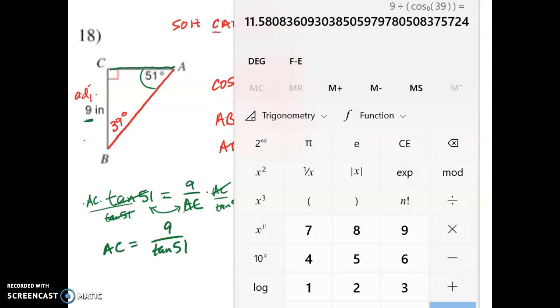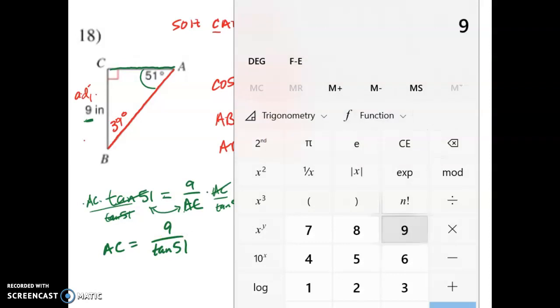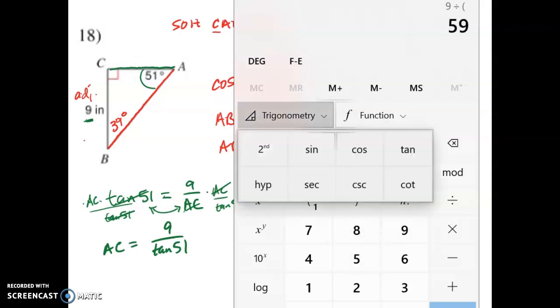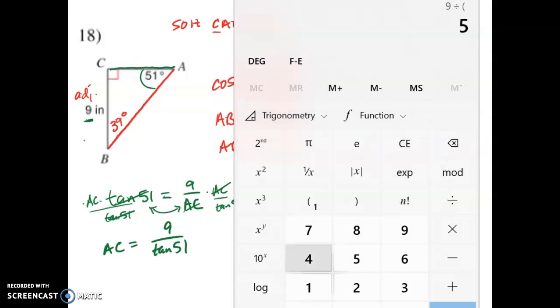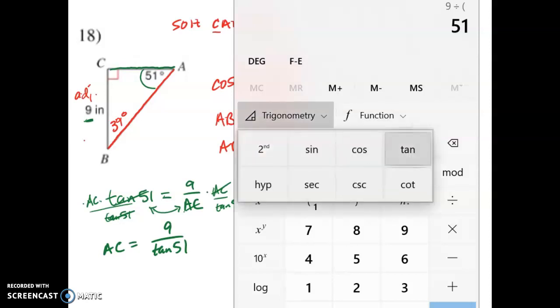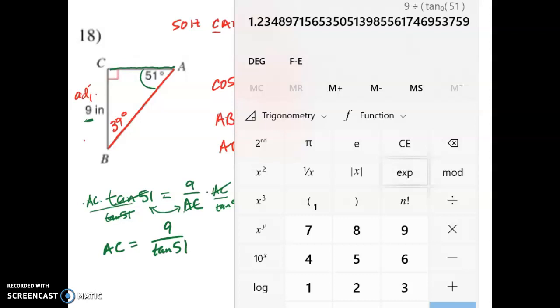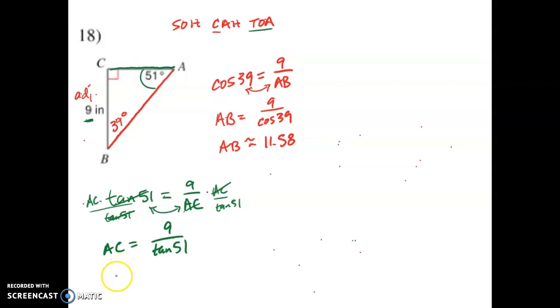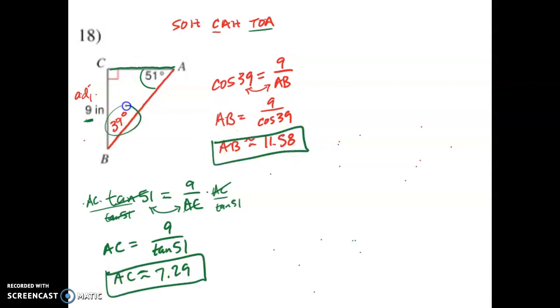Plug that into my calculator. 9 divided by, use your parentheses, plug a number in first, and then choose the trig function that you want. That's not 59, 51, sorry. Choose the trig function, close your parentheses, make sure your syntax is correct, and then hit equals. So we got about 7.29 for that side. AC equals about 7.29, and we're good. There's my AC, there's my AB, and I've got my missing angle.